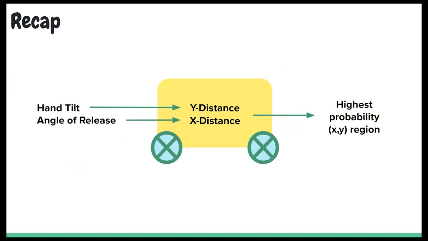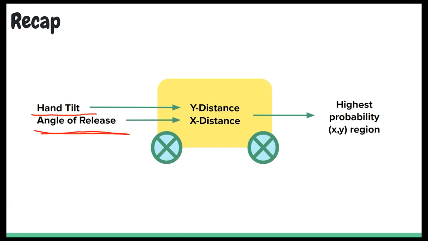So just to recap again, basically we took these variables of hand tilt and angle of release as inputs, and we used them to predict the y distance and the x distance. So hand tilt specifically, y distance, angle of release specifically, x distance, in order to figure out the highest probability region. And obviously these are all our conditional probabilities, as well as from our experimental data.